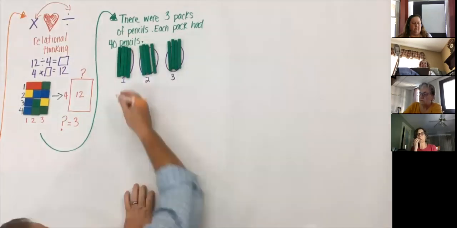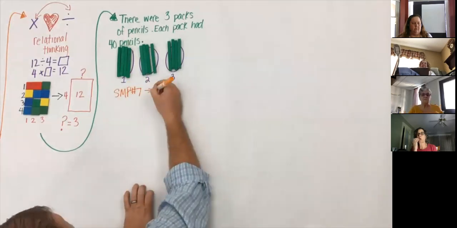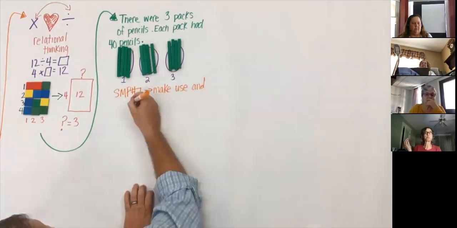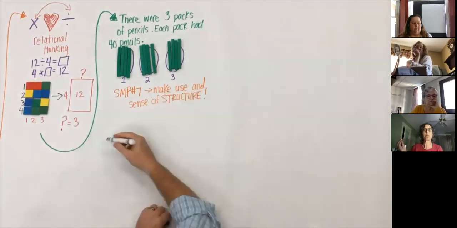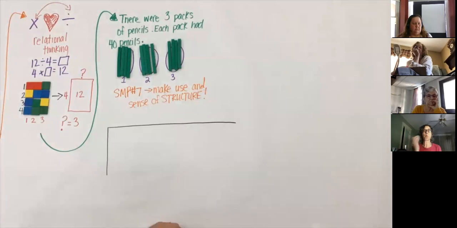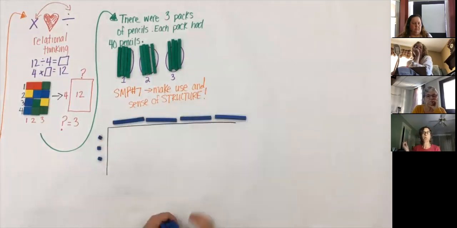Or they could actually go ahead and draw 40 little pencils. That's great. But the standards of mathematical practice, and in particular number 7, want us to be efficient. And one way to do that is we can begin to make use of structure. And when we do, we make sense of it.